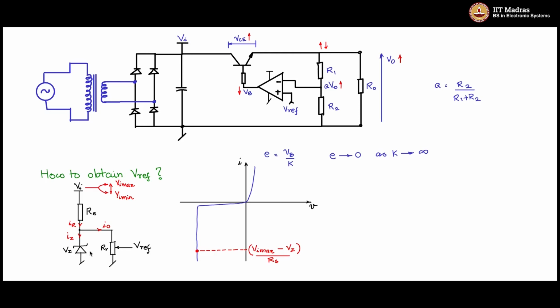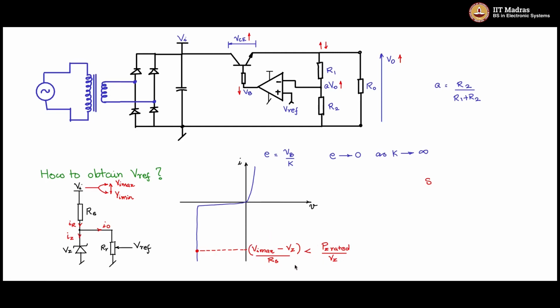Zener diodes have a power dissipation rating, PZ rating, and you should not exceed that PZ rating, that is VZIZ. So it should be less than PZ rated divided by Vz.